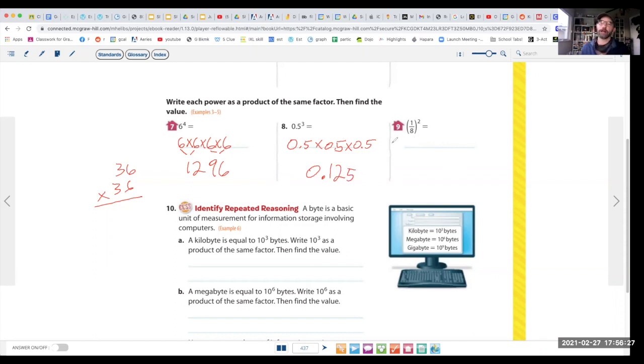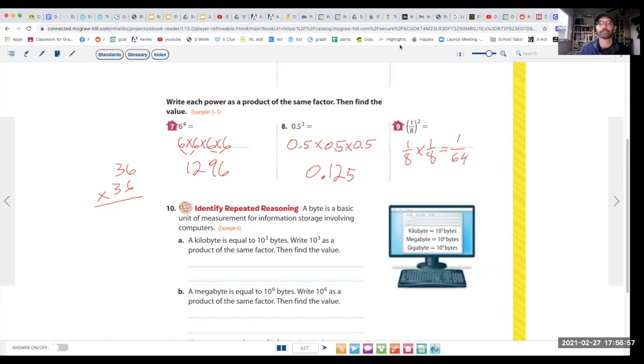Now let's try number 9, and this one, you can't really use a calculator, can you? Because it's a fraction. So you try number 9, ready, go. All right, so we have the whole fraction 1/8 times itself. So this is 1/8 times 1/8. That's what this means. Notice it does not mean times 2, it means 1/8 times 1/8. And you know with fractions, you multiply straight across. 1 times 1 is 1. 8 times 8 is 64. So you have 1 over 64.